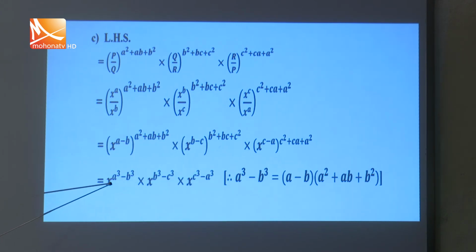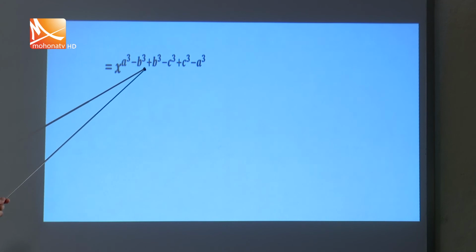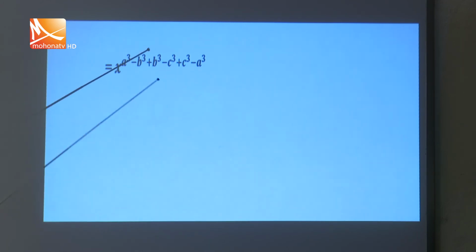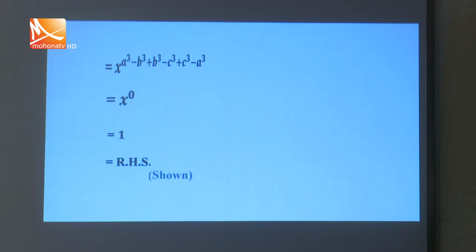And see, we have the same bases here and multiplication signs among them. So, definitely we can add their powers together. So, it will give you x to the power a cube minus b cube plus b cube minus c cube plus c cube minus a cube. And if you cancel them out, then you will get x to the power 0, which will give you only 1. So, this is your right hand side.